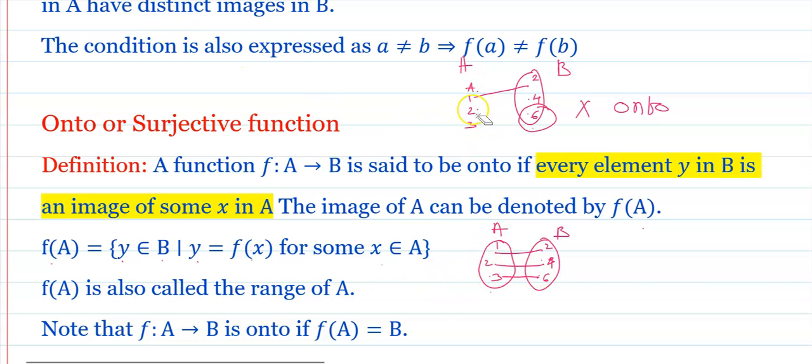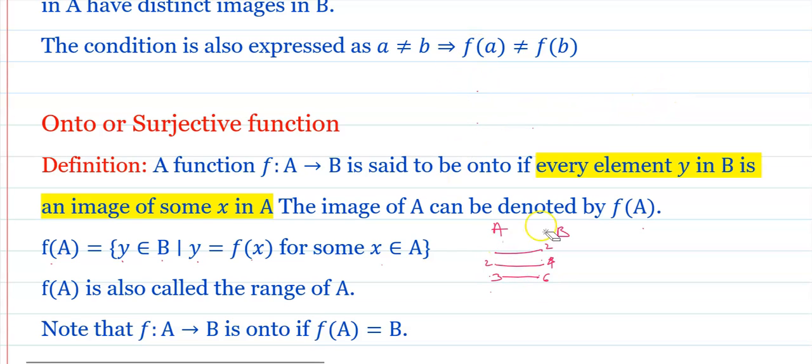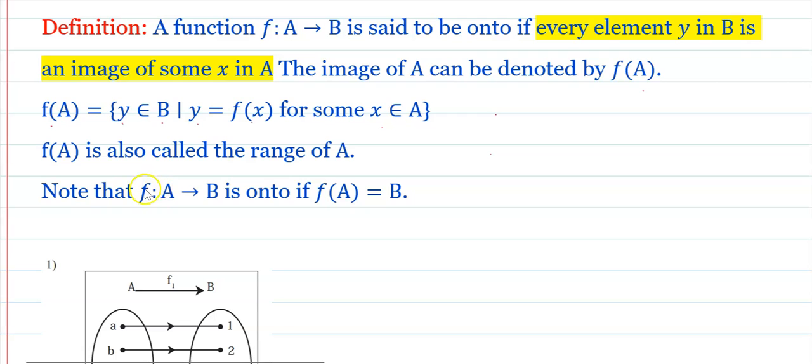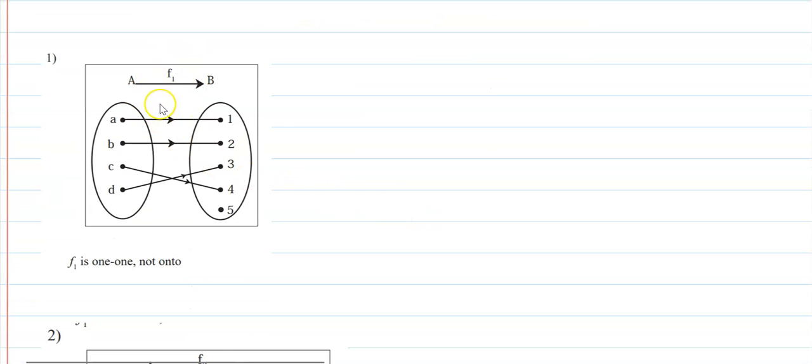Now we'll take the next. f(A) is called the image of A. Note that a function defined from A to B is onto if f(A) is equal to B. Now see this, the function f1 is defined from A to B. A has image 1, B has 2, C has 4 and D has 3. But 5 is not the image of any element from the set A and therefore the given function is not onto.